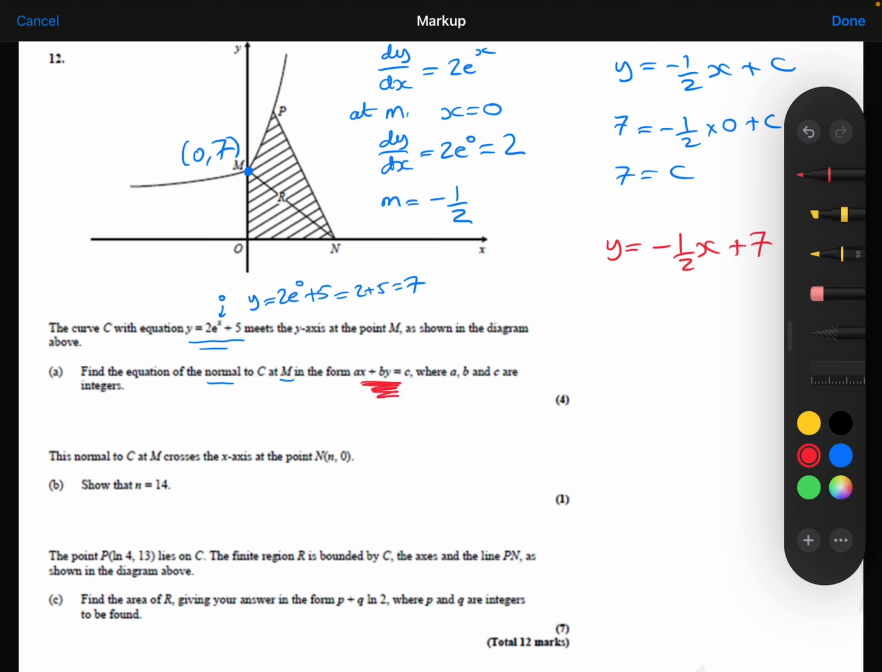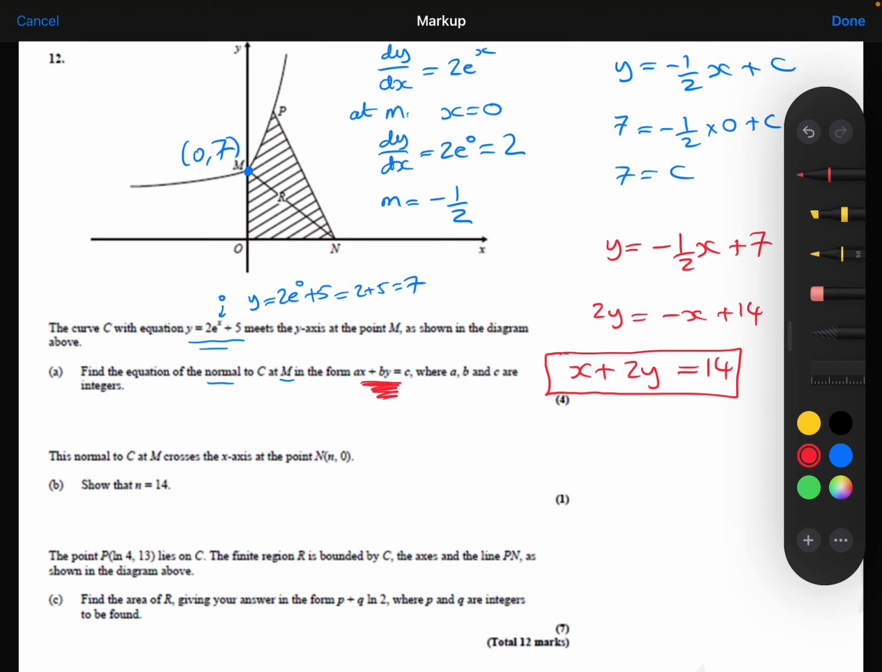I need to write it in this form. So I'm going to first multiply through by 2. And then I'm going to add the x to the left-hand side to get x plus 2y is equal to 14. So that is my answer for part A.